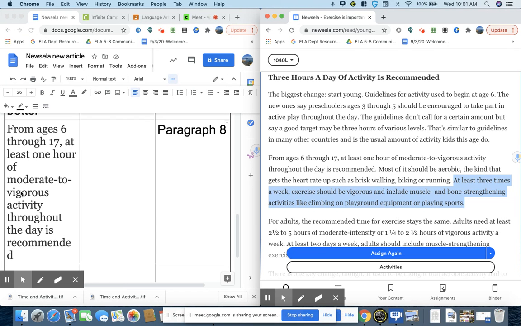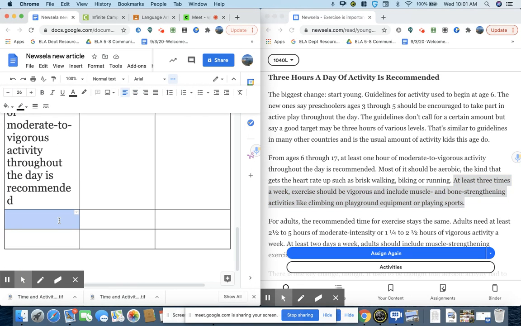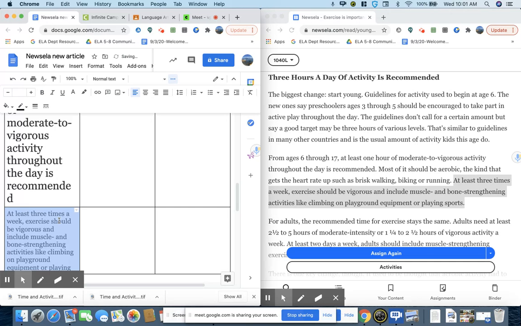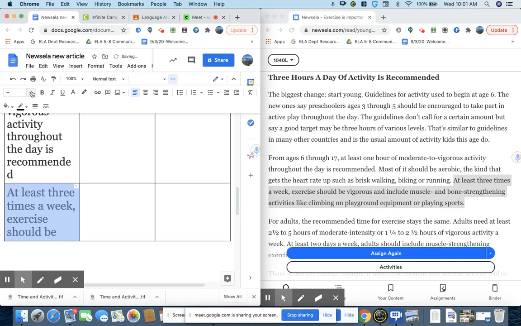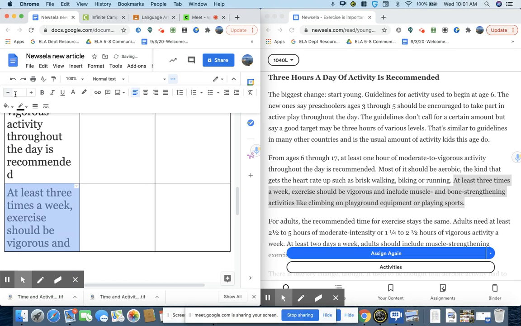All right, so the second idea is from that last sentence. I'm just going to paste that there. And then make it bigger. Mr. Vera, what was that last from? Which paragraph? Paragraph 8. This is from age 6 through 17.